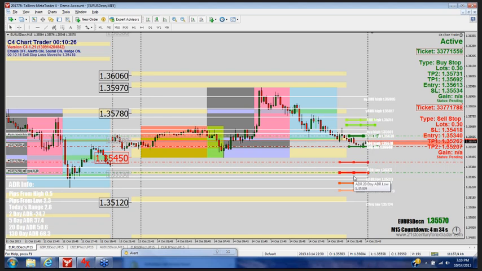So even if we're asleep or we're out having dinner or whatever it might be, this EA manages the trade for us to ensure that once profit is on the table, we don't have to worry about manually intervening to move our stop loss. It'll automatically peel off the take profit 1 and then move the stop loss to lock in your profit for you.